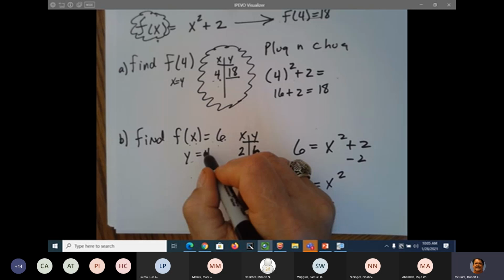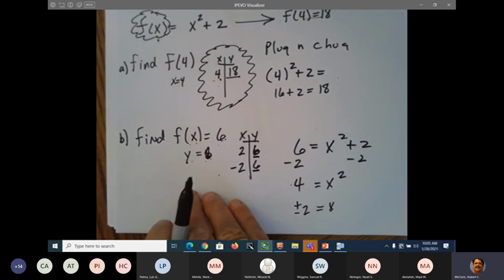Now this brings us to what is a function, or when is something a function? Well, I'm going to go to the next page, and I'm going to show you when something is a function. When is a graph representing a function?